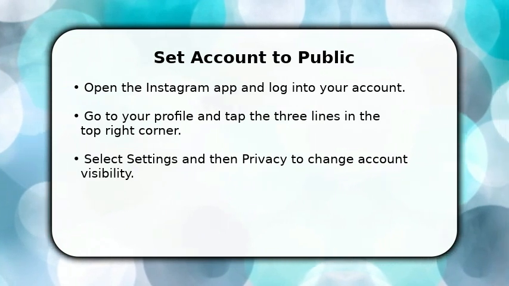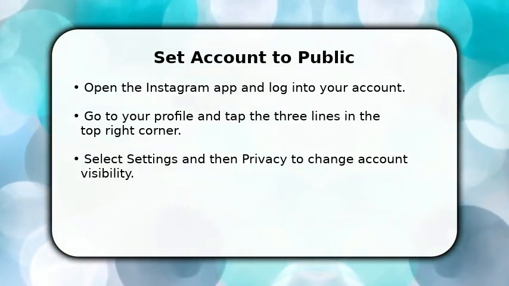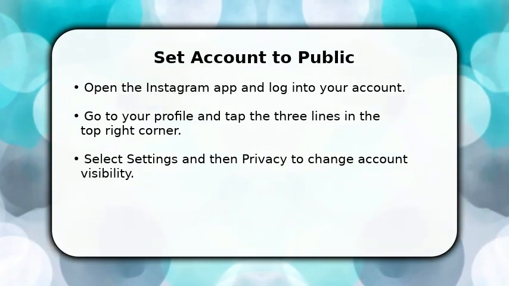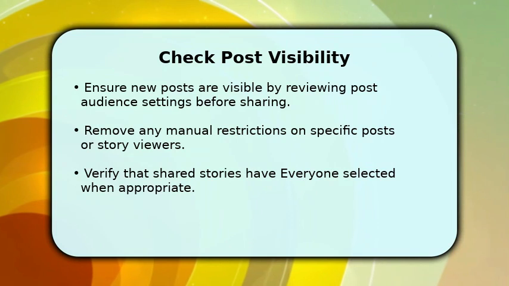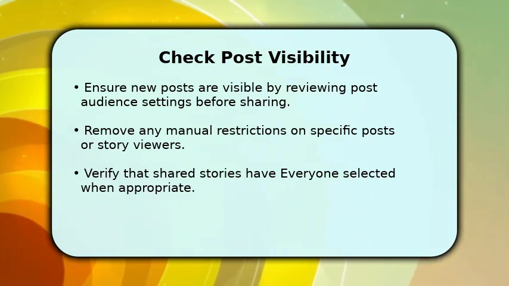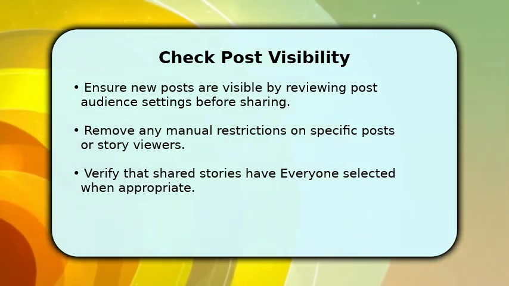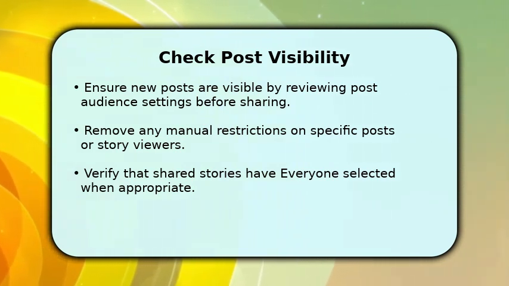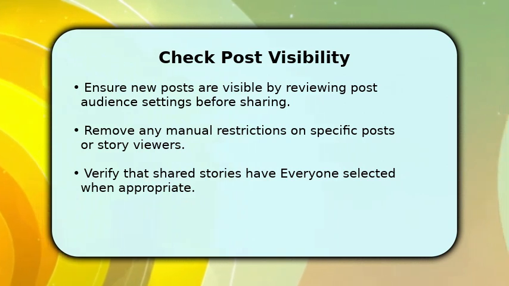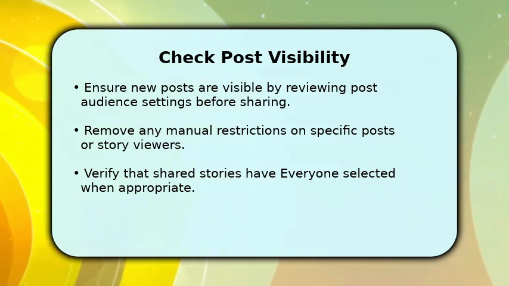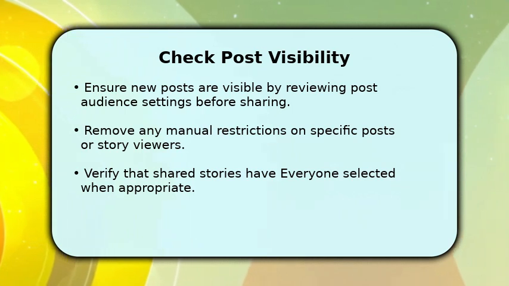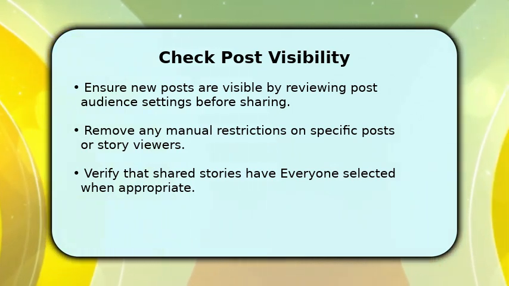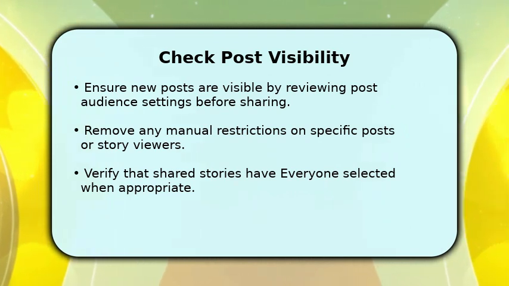Confirm when prompted and your posts become visible to everyone, including people who don't follow you yet, which helps growth and discoverability. To confirm your posts are public, open a recent post and tap the three dots to view audience options and sharing settings. Make sure there are no manual restrictions or hidden story viewers set for that content. If you plan to share to other platforms, also enable sharing options to increase reach. Regularly review privacy settings after app updates to keep visibility consistent and aligned with your goals.